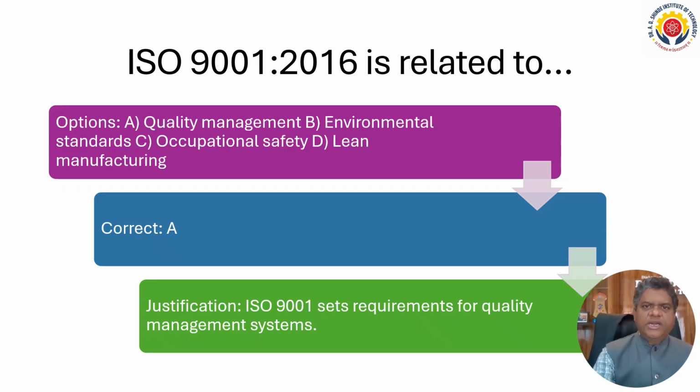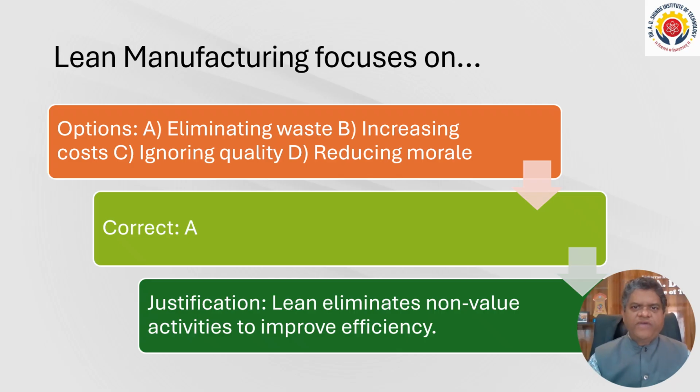Lean manufacturing focuses on is the next question, and we know lean basically eliminates non-value activities to improve the efficiency. So the main purpose of lean manufacturing is to eliminate waste. The correct answer is E.